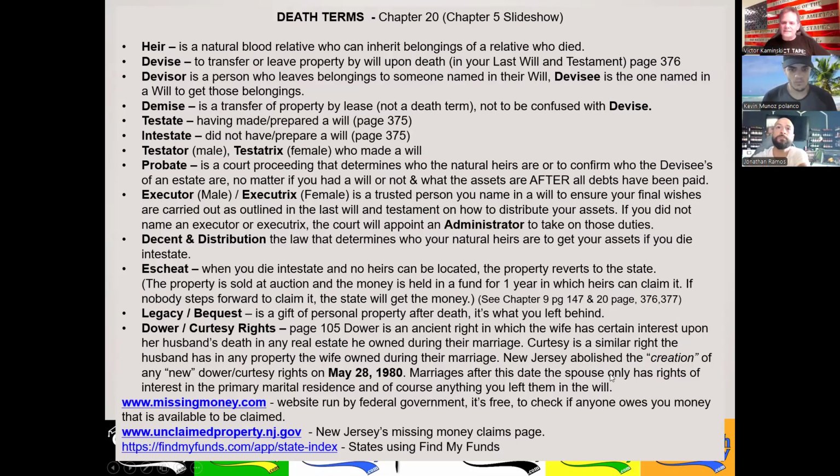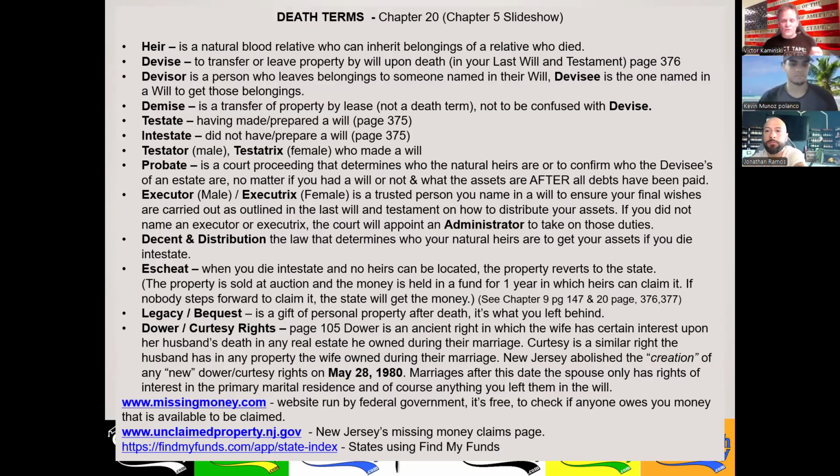Marriages after this date, the spouse only has rights of interest in the primary marital residence, and of course, anything that you leave them in a will. But anybody that was married before May 28, 1980 still has dower and courtesy rights. They didn't abolish all dower and courtesy rights. They just abolished the creation of new dower and courtesy rights.